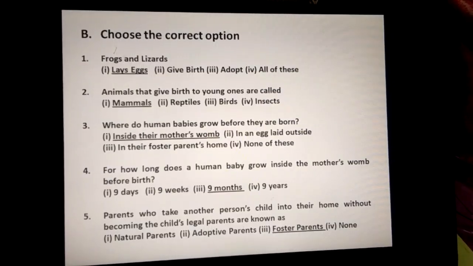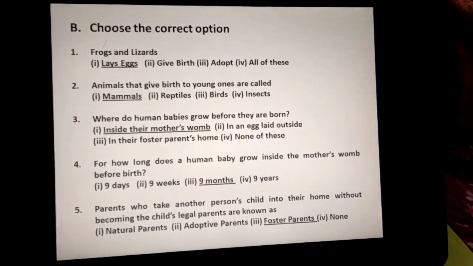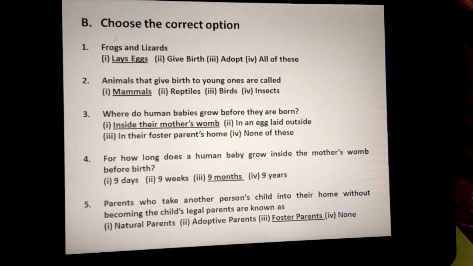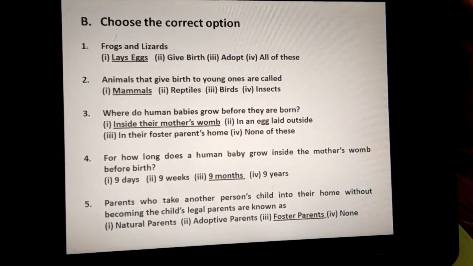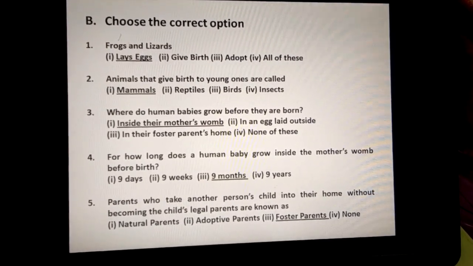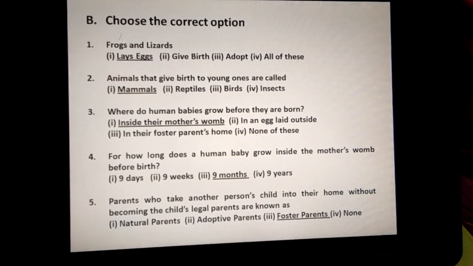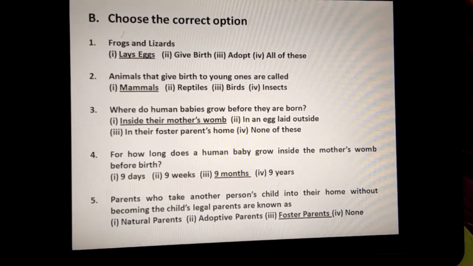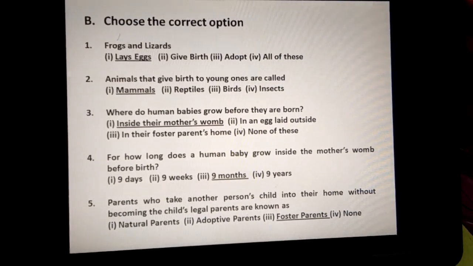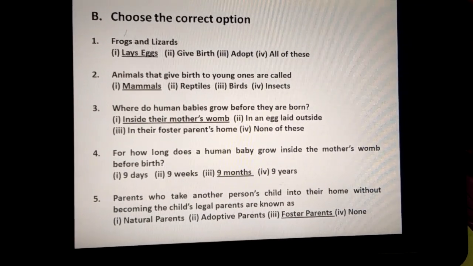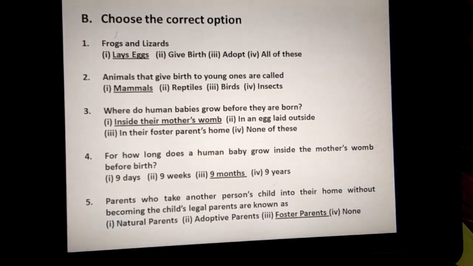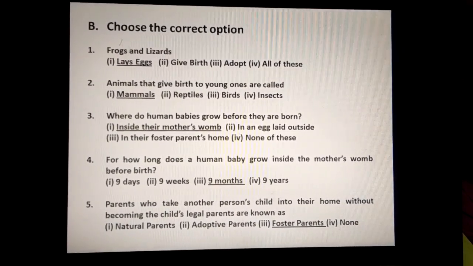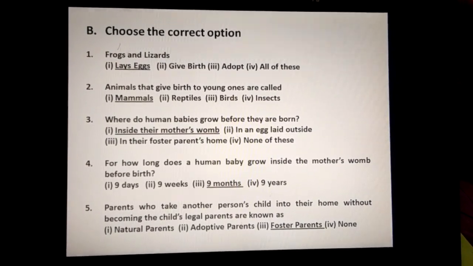B. Choose the correct option. First, frogs and lizards. First one is lays eggs. Second is give birth. Third is adopt. Fourth is all of these. Answer is lays eggs. Second, animals that give birth to young ones are called. First option is mammals. Second is reptiles. Third is birds. Fourth is insects. So the answer is mammals.